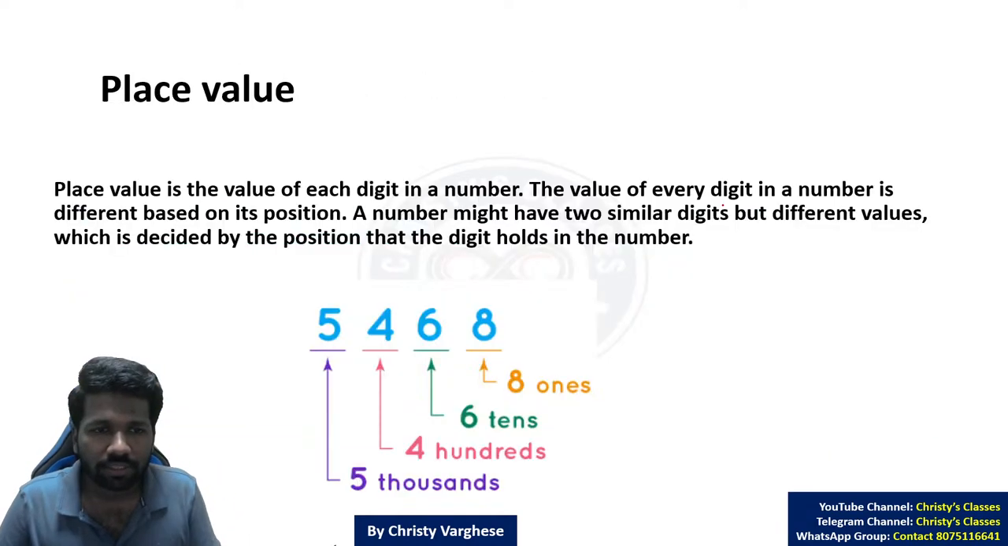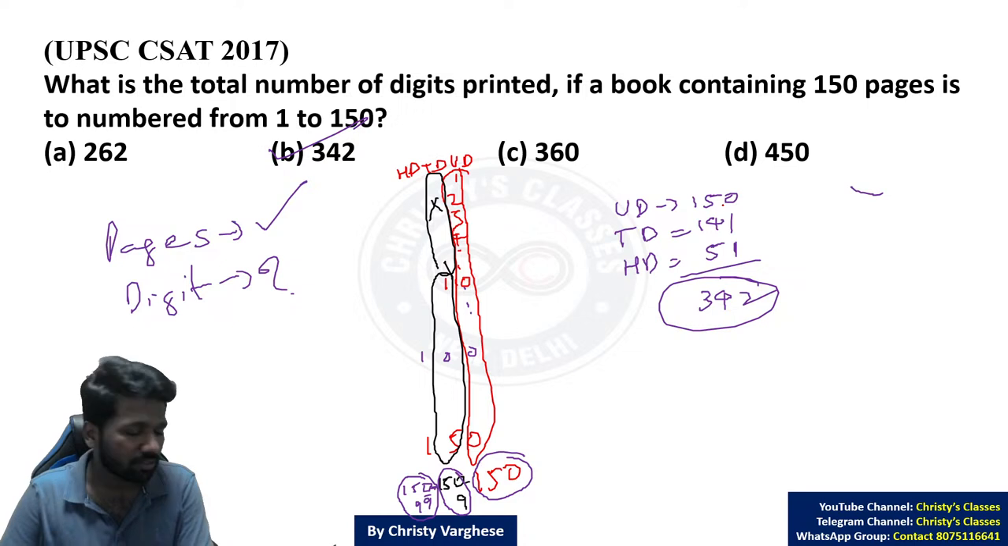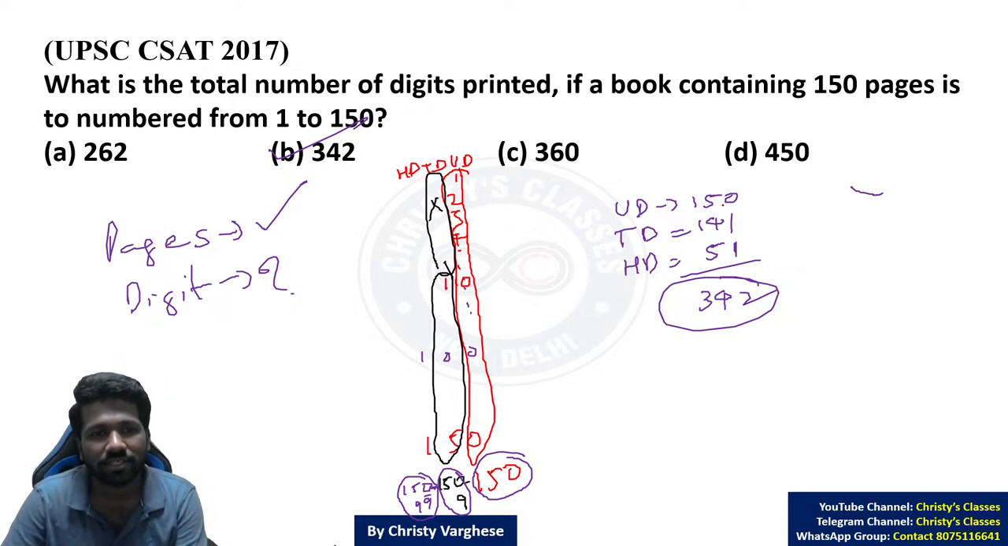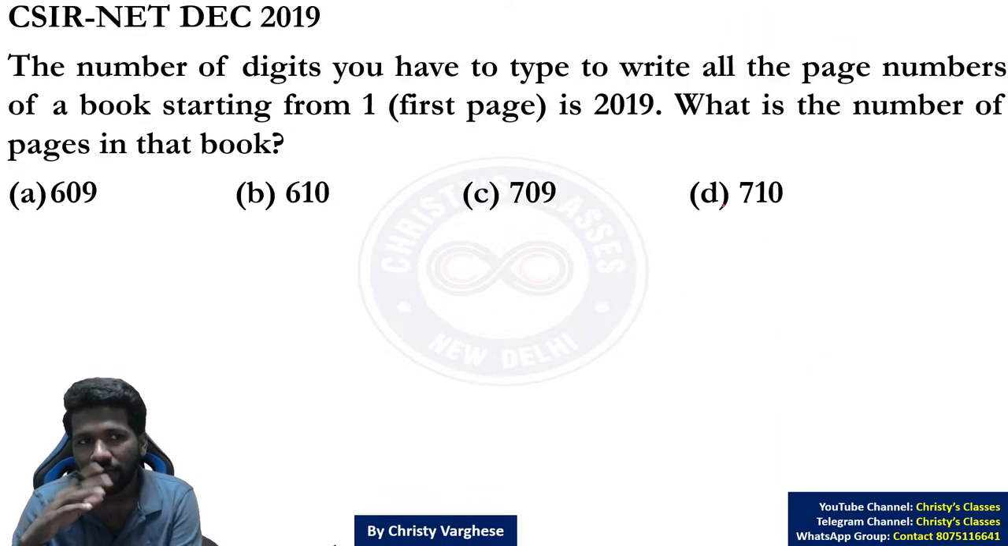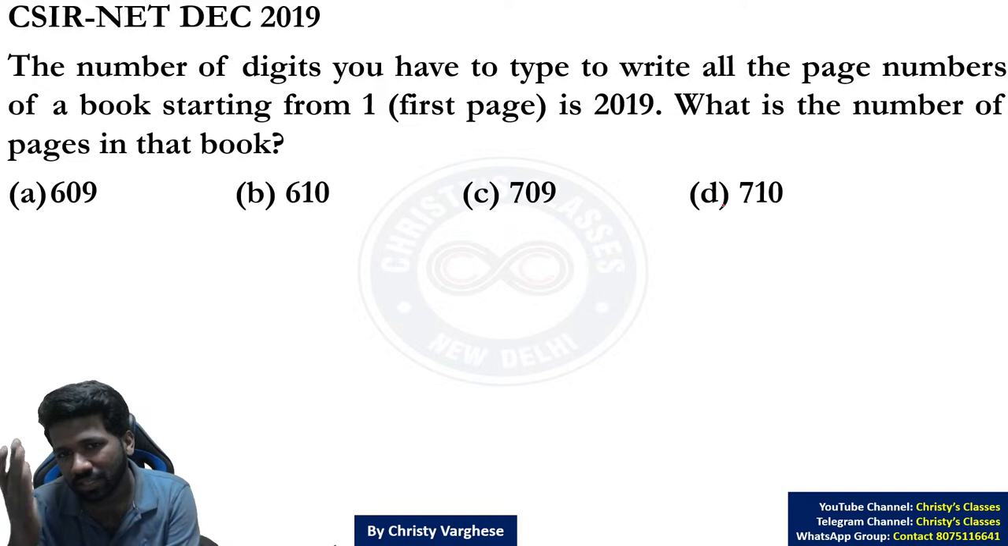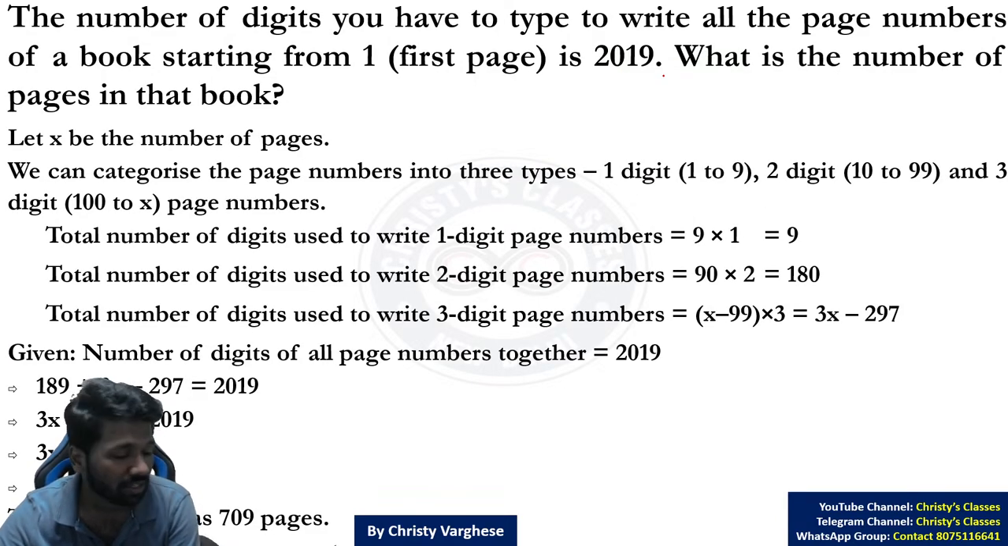So, as I told, this 2019 CSAT question and this 2017 CSAT question are literally the same idea itself. Just vice versa is asked here. Pages given, digits asked; in the other case, digits given, pages asked. And CSIR NET aspirants, the same question was asked in your paper. Instead of 3089 mentioned, it is 2019 mentioned. Same question itself. I have given the solution here.